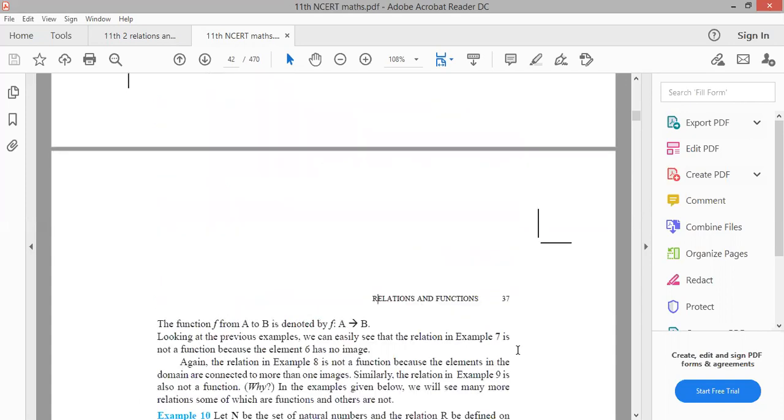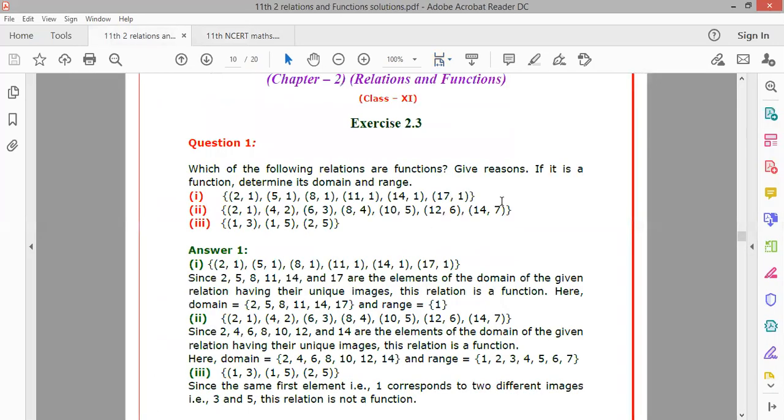Rest, domain and range, we have calculated in the relations, and the procedure is the same here. So let's go to exercise number 2.3. We will be checking here which of these relations are functions. First of all, in the first part of this question, it is given by (2,1), (5,1), (8,1), (11,1), (14,1), (17,1).